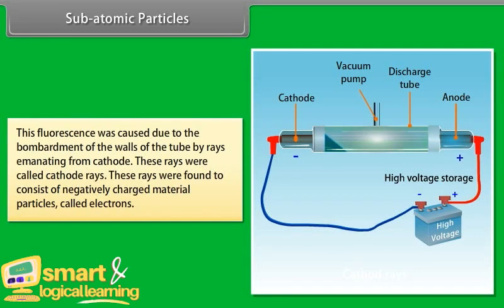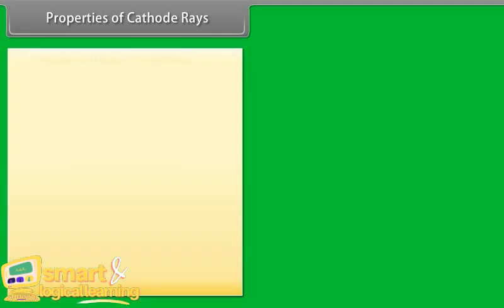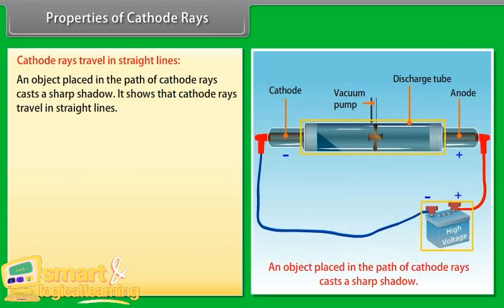This fluorescence was caused due to the bombardment of the walls of the tube by rays emanating from the cathode. These rays were called cathode rays. These rays were found to consist of negatively charged material particles called electrons. Properties of cathode rays. Cathode rays travel in straight lines. An object placed in the path of cathode rays casts a sharp shadow. It shows that cathode rays travel in a straight line.